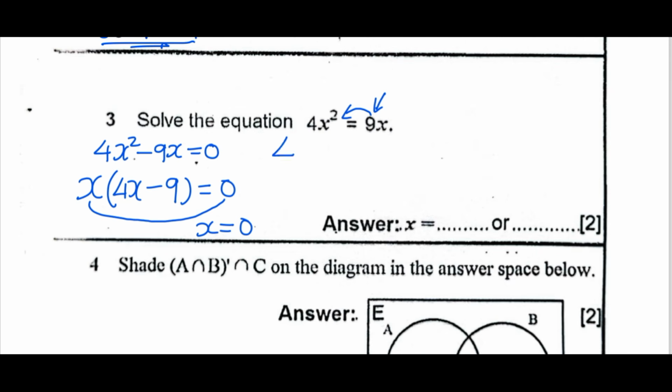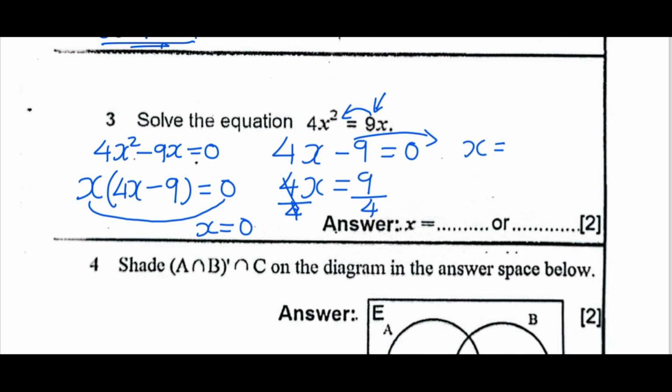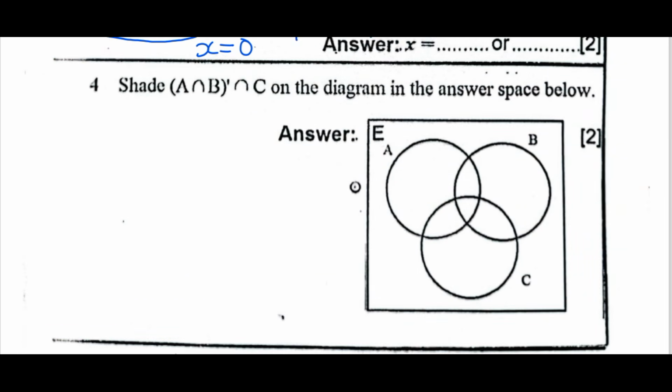Then the second value of x will be 4x minus 9 is equal to 0. For us to solve for x, we need to shift this 9 to the other side, giving us 4x is equal to positive 9, over 4 over 4. So if we cancel, we have x is equal to 9 over 4, which is 2 remainder 1, so 2 and 1 over 4. Then we can now move on to question 4.